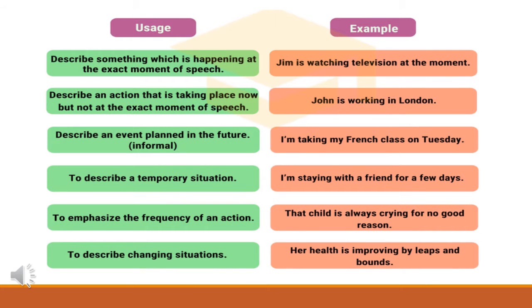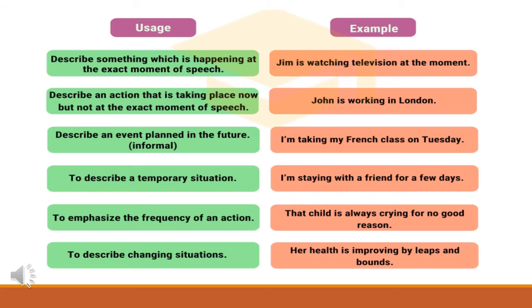Students, here you can see we have all the uses of present continuous tense with examples. Number 1 is to describe something which is happening at the exact moment of speech. Means present continuous tense tells us about the process that is happening at the moment, like you are watching this video right now. So it is at the very moment you're watching this video. So this sentence will be a present continuous sentence.